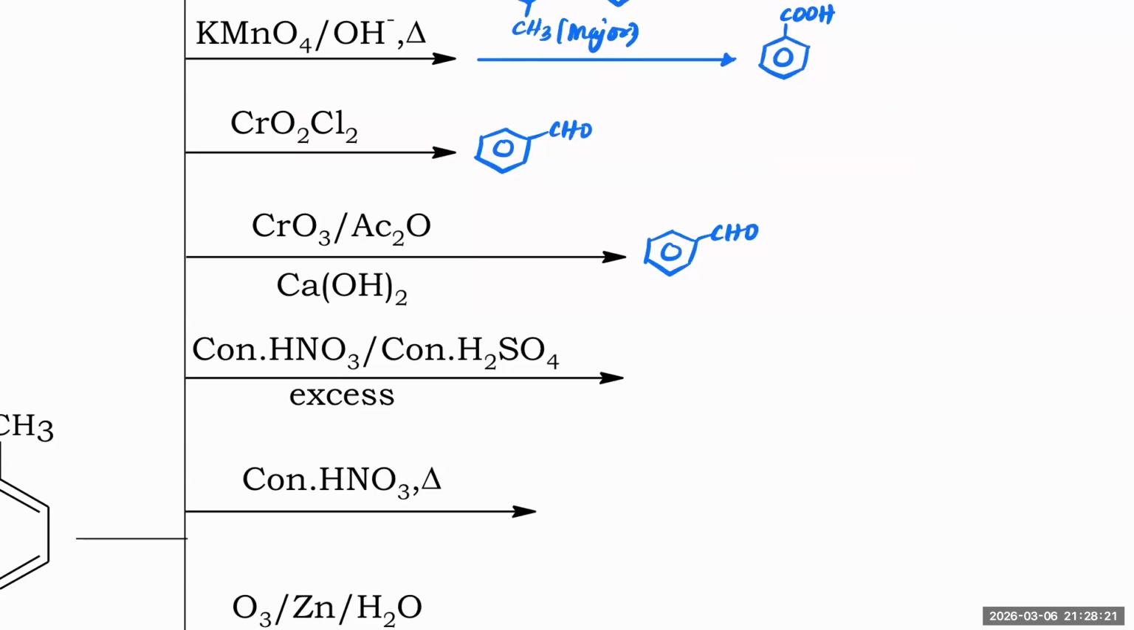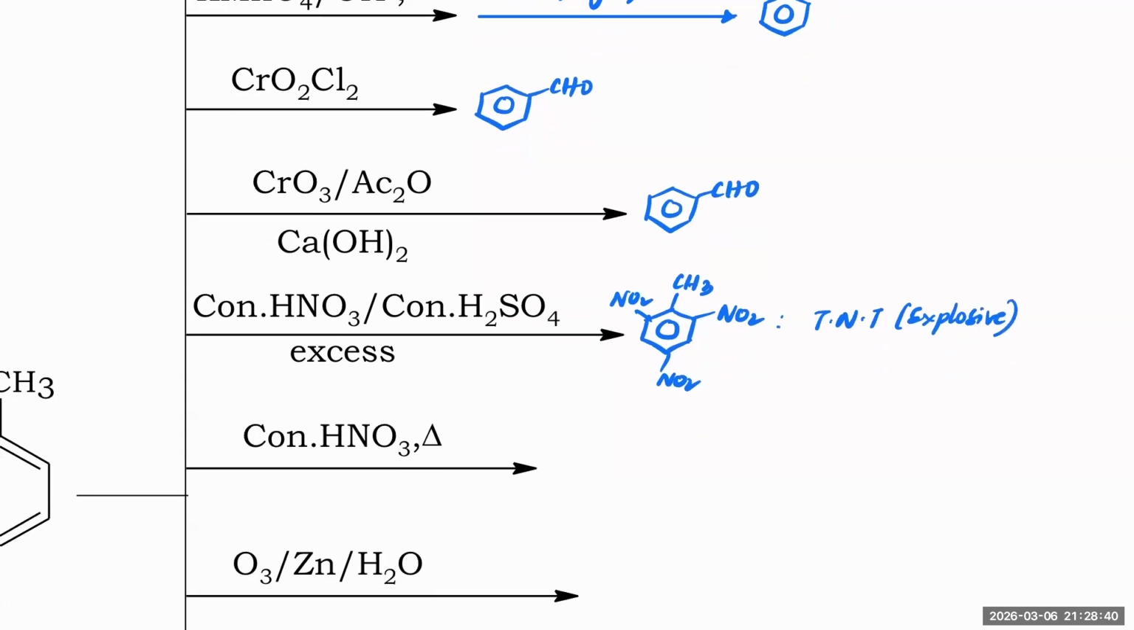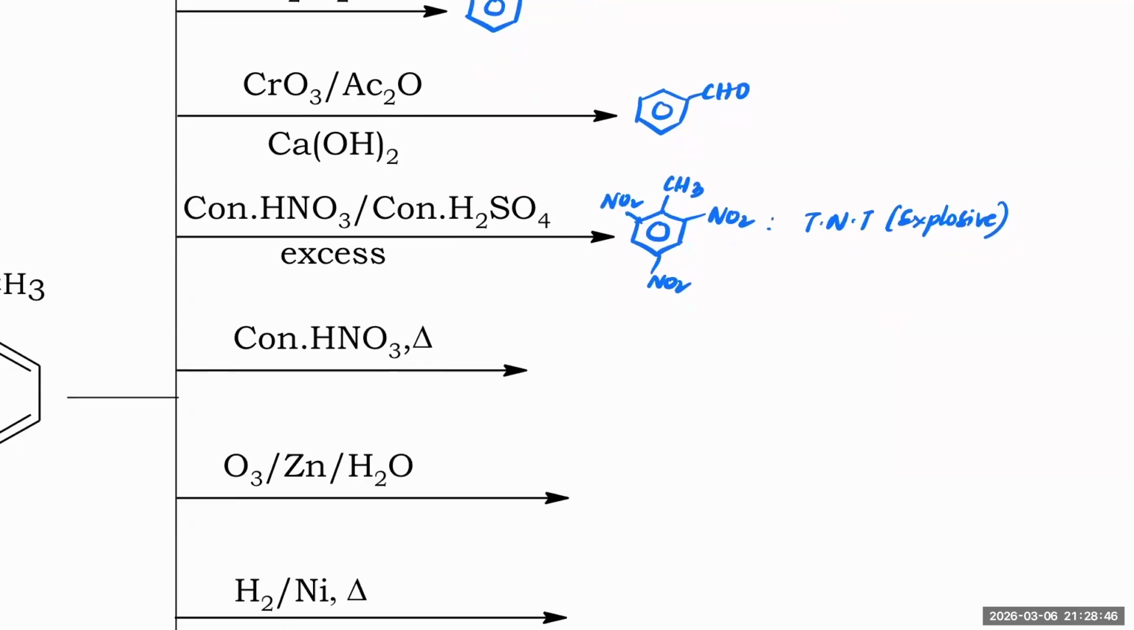Okay. Next, concentrated HNO3 nitration. If you are doing it in excess, see, in the case of excess, then you will get nitro on all the positions, everybody. And this is called TNT. It is an explosive which is called trinitrotoluene. Okay, TNT. If you don't put excess, then you will get only one position. Either you will get ortho or you will get para. And you know that between these two, ortho is the major product.